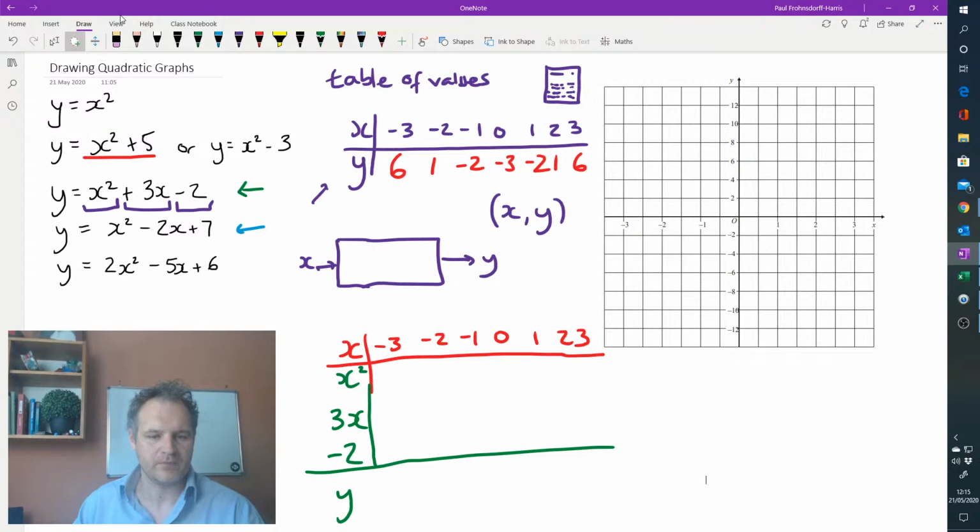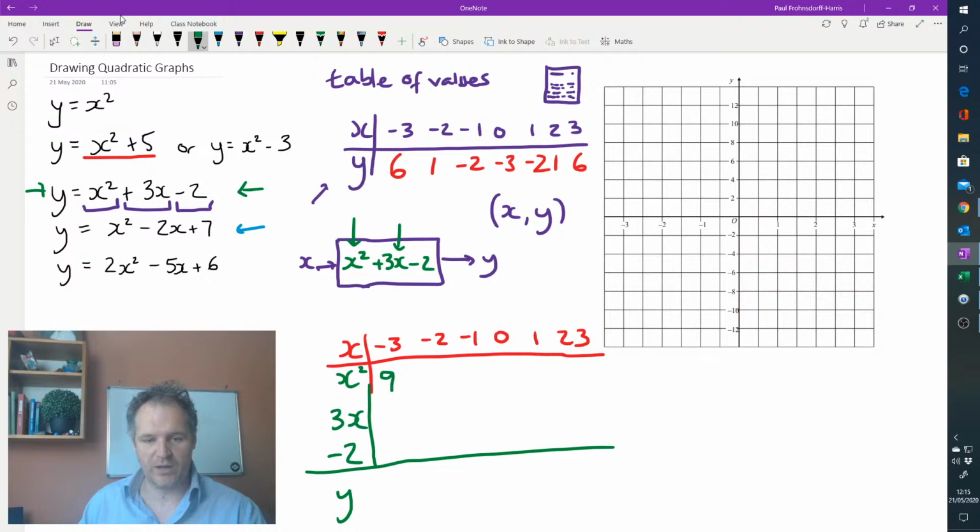So we've got the green ones, this is x squared, this is the green one, 3x, x squared plus 3x minus 2. So this is the machine, x squared plus 3x minus 2. You'll notice the input appears twice. So this is the order I do things.